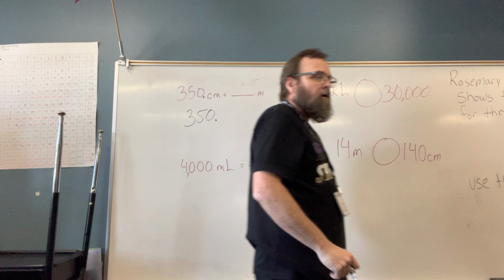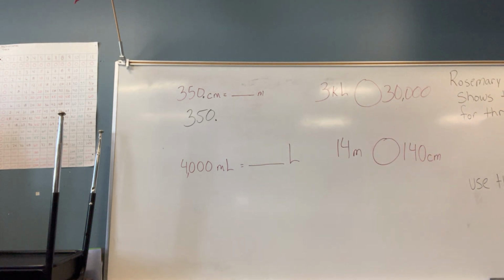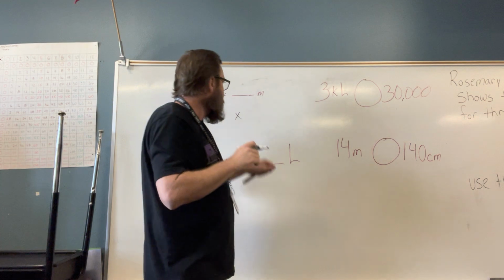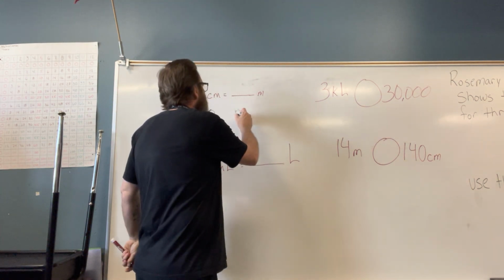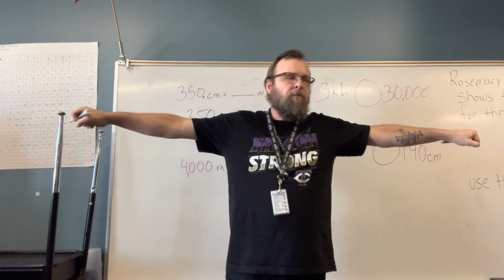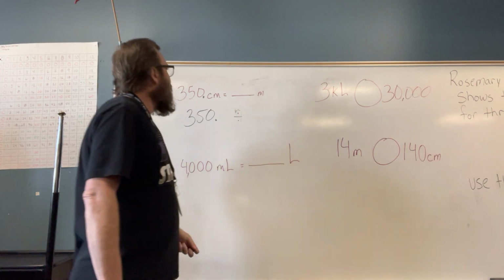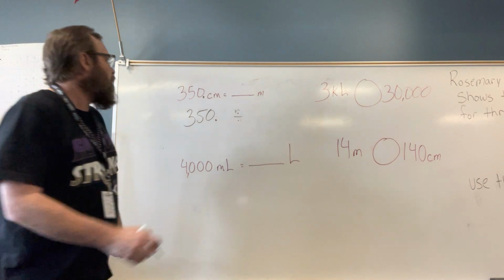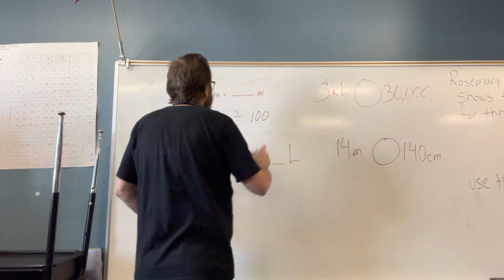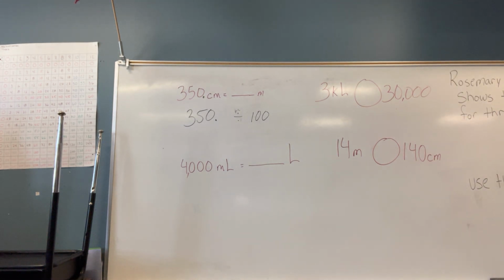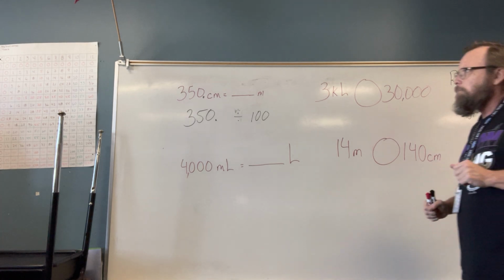Chloe, am I multiplying or dividing? Dividing. Why am I dividing? Because centimeters are smaller than meters. Centimeters to meters, which means I divide. And how many centimeters are in 1 meter, Chloe? 100. There are 100 centimeters in 1 meter. We're going from centimeters, which are smaller, to meters, which are bigger.